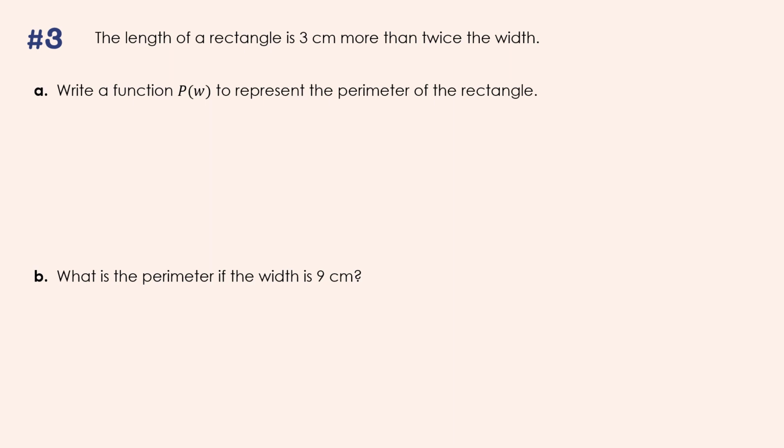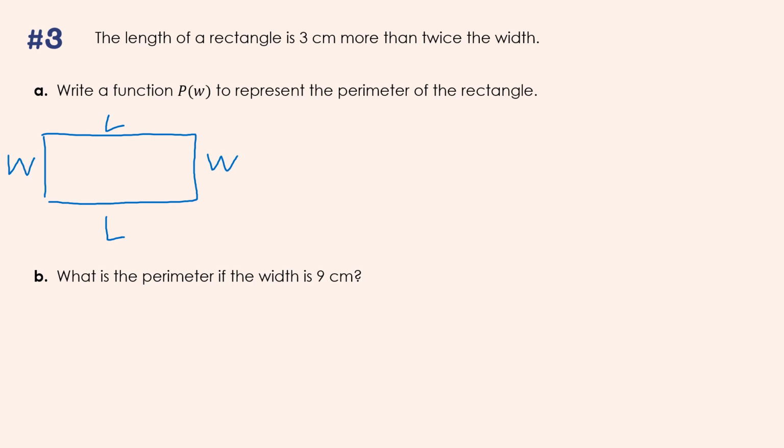For number 3, the length of a rectangle is 3 more than twice the width. For A, we're going to write a function P of W to represent the perimeter of the rectangle. So I find that a picture is very helpful for this. Hopefully we all know what a rectangle has. Typically, a rectangle has a length and a width. You can also call that a base and a height. So let's just call these ones length and these width.